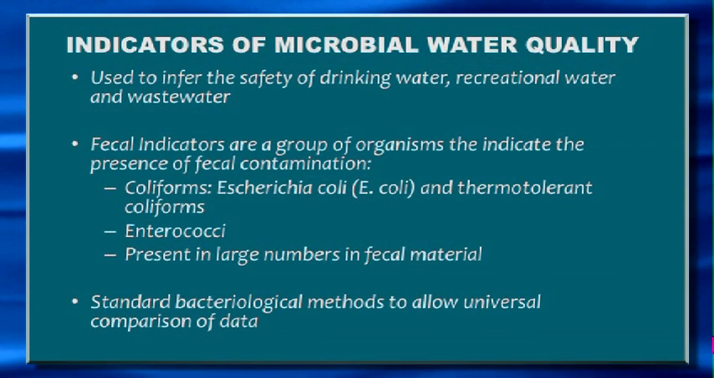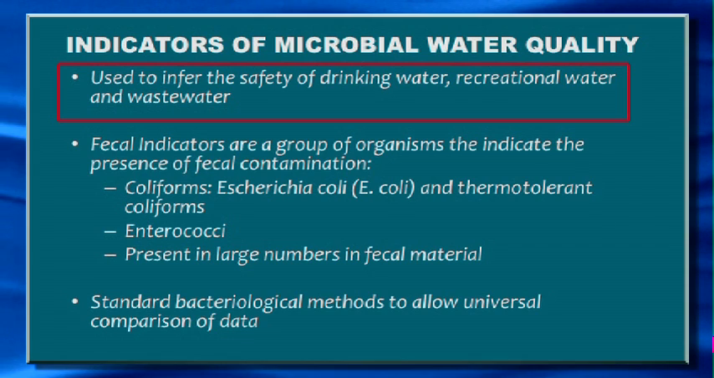When we are talking about indicators of water quality, we're talking about the process which is used to work out how safe drinking water is, recreational water is, what's happening with wastewater, how efficiently is it being cleaned up. And to be able to study this over the last 100 years, people have developed tests to look for fecal indicators, which are a group of organisms which indicate the presence of fecal contamination.